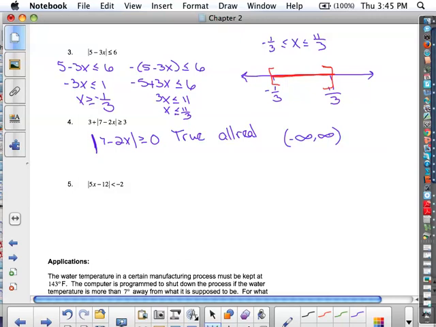Okay, last one, number 5. The absolute value of 5x minus 12 is less than or equal to negative 2. We look at that, and again, we just have to think about some of these before we actually start doing some of the work, because the absolute value will always be positive. There's no negative sign out front of that absolute value. So therefore, this one is the empty set. There is no solution to that problem.